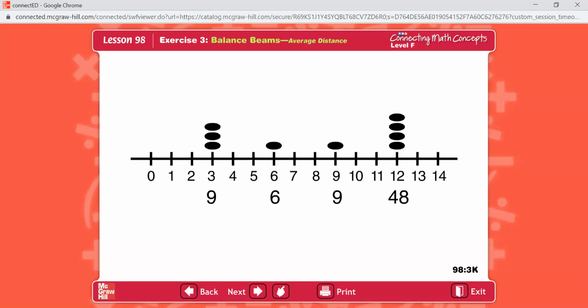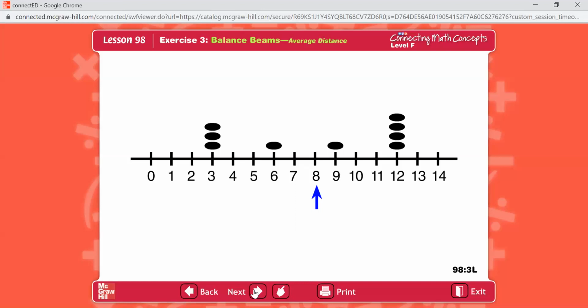Here are the distances for the weights. Now figure out the total distance. Then divide by the number of weights to find the balance point. Make an arrow to show the balance point. Pause the video now to do so. The total distance you should have is 72, and you divide 72 by 9. So your balance point will be on 8.